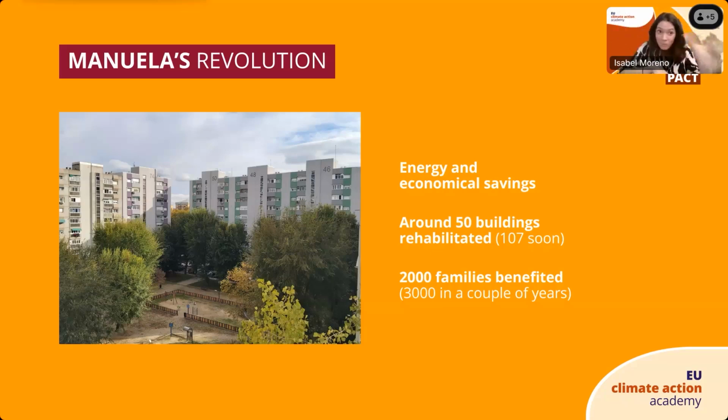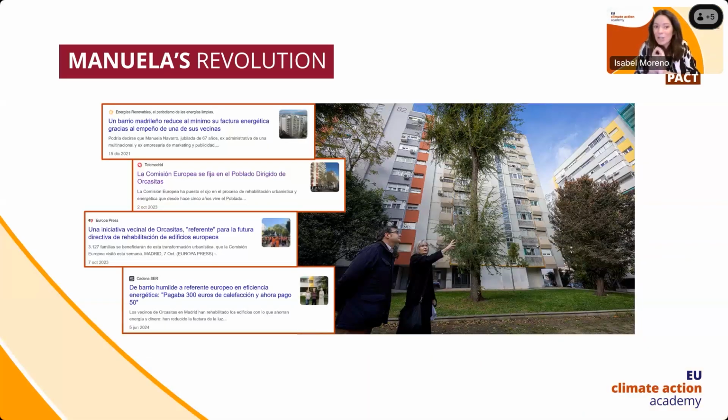Soon there will be like 100 buildings restored and more than 3,000 families that are benefited with this kind of restoration. Okay, so although she didn't have the recognition of the neighborhood some years ago, right now she has a lot of recognition. If we move to the next slide, we're going to see that not only social media and media in general in Spain thought that what she was doing was a great idea and was amazing for the neighborhood, but also the European Commission went to that neighborhood to meet her and to know what she had done to that neighborhood.